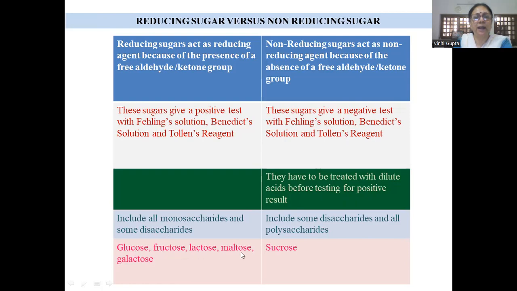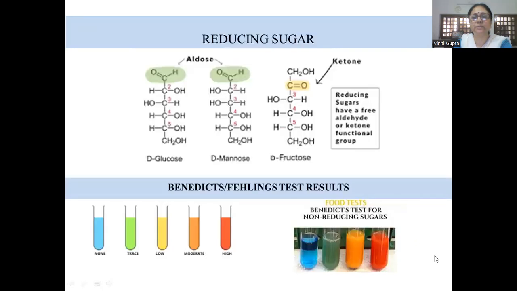Glucose, fructose, lactose, maltose, galactose are reducing sugars. Sucrose and starch are non-reducing sugars. All monosaccharides and some disaccharides are reducing sugars, and all polysaccharides are non-reducing sugars.